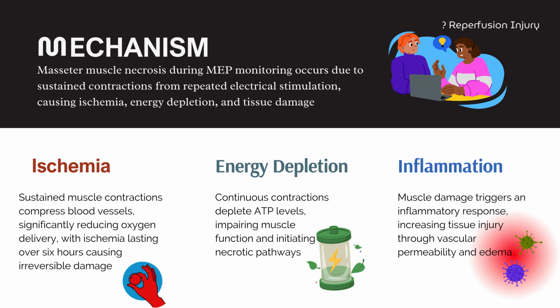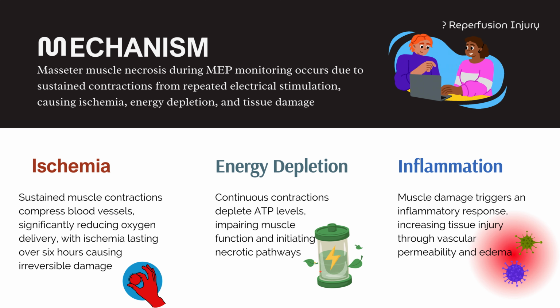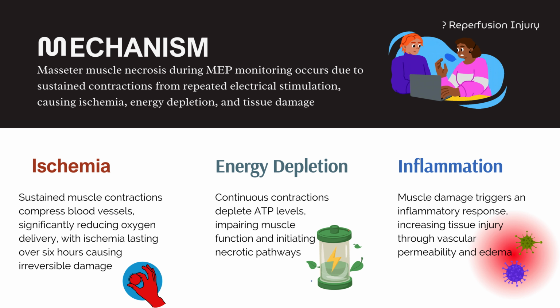Next, reperfusion injury. Once the blood flow returns after ischemia, oxidative damage can occur. This is due to the release of reactive oxygen species and the activation of inflammatory pathways. Third, energy depletion. Repeated contractions burn through the muscle's ATP supply, its energy currency. Without ATP, essential cellular processes fail, triggering necrosis.